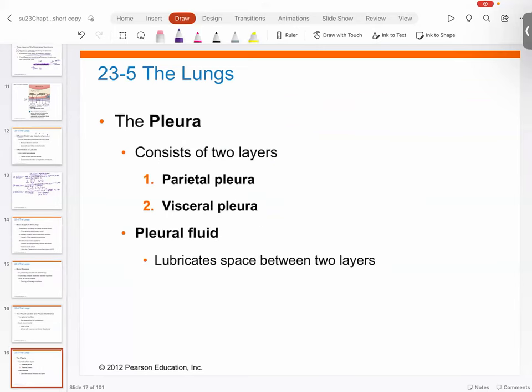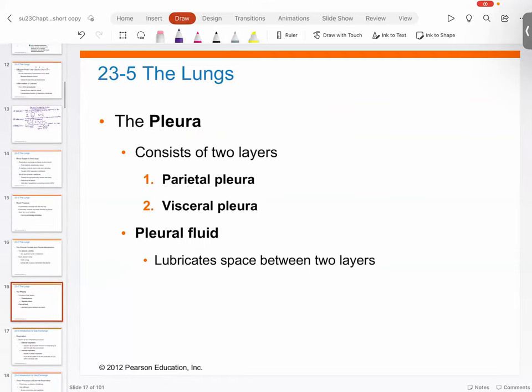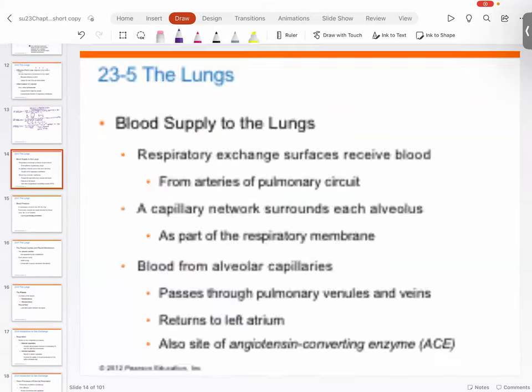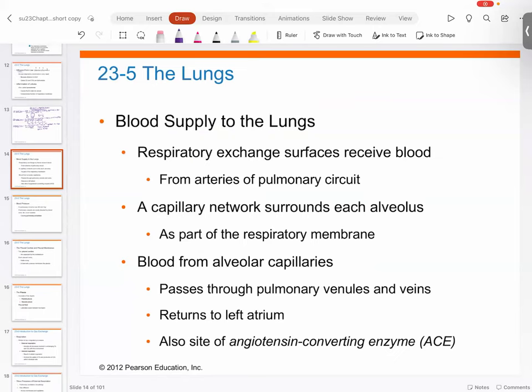I want to talk a little bit about some of the structure of the cavity itself. So our blood supply, this is a review of 21, to be quite honest with you, right? So we have our pulmonary circuit of our arteries heading to our lungs, where they will basically break out in that capillary network that we just saw, and it'll basically cross the respiratory membrane, and then it'll be picked up by the pulmonary venules and the veins, and then it'll go to the left atrium.